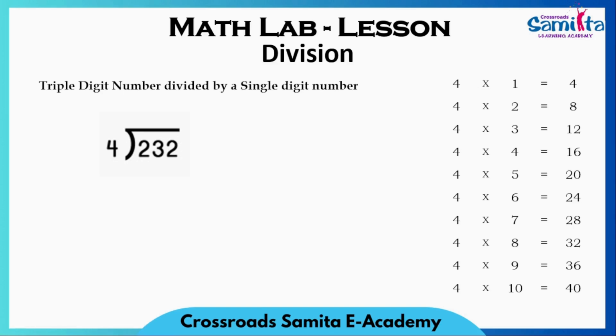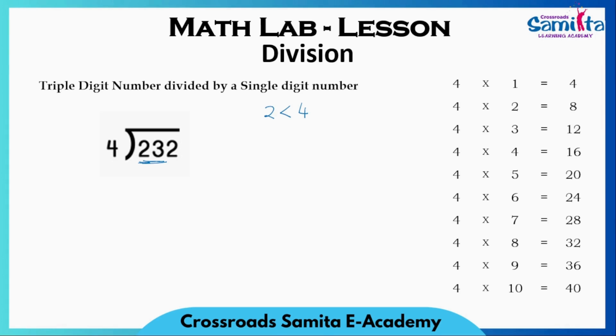Whenever we are having numbers like these, here we are having 2, 3 and 2. First we will take the first number. 2 is lesser than 4. Hence I cannot divide. So I will take the first 2 digits together. 23. Now let's see in 4 tables where do we get 23 as such.